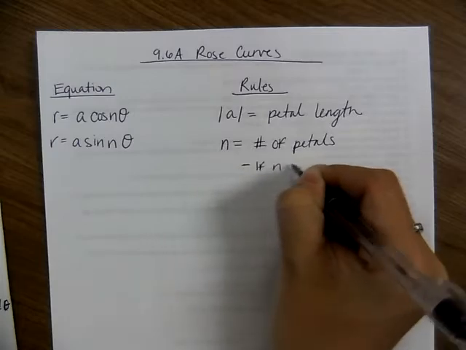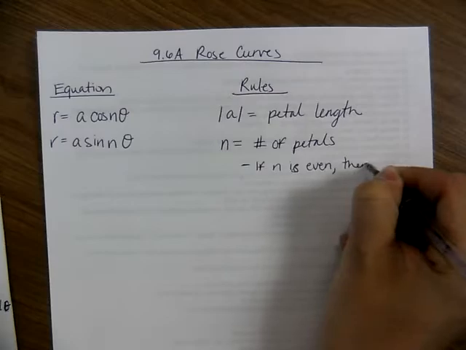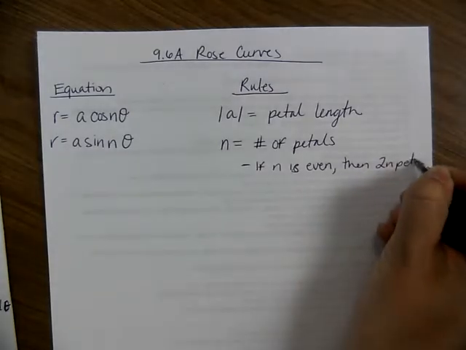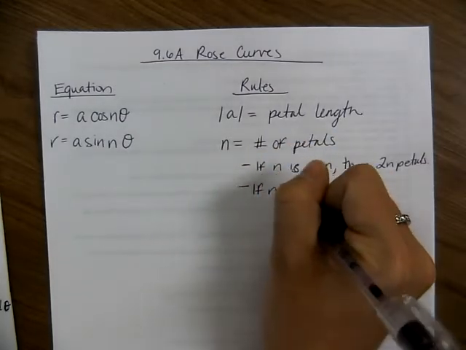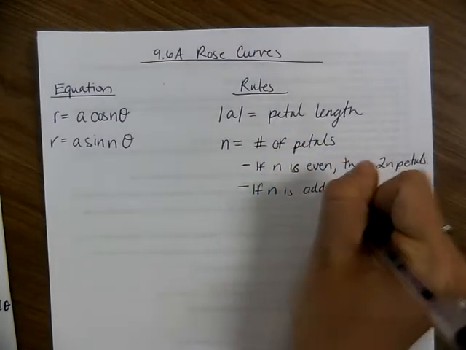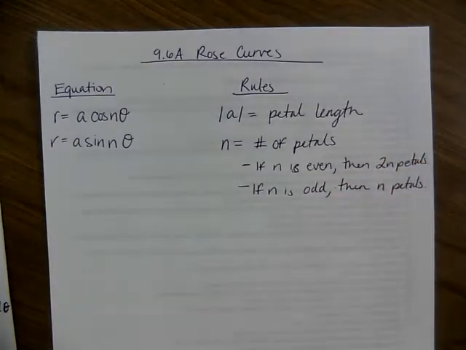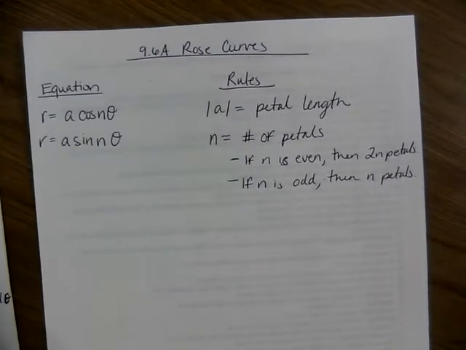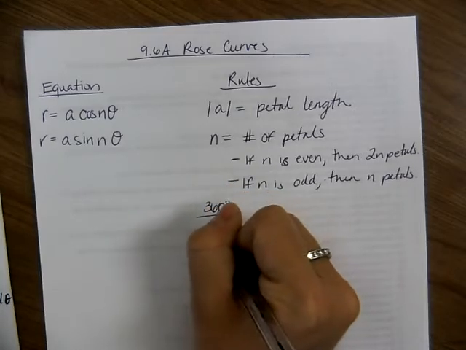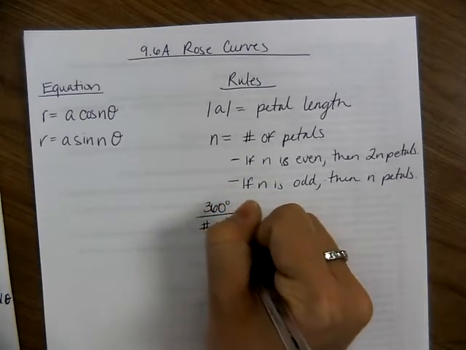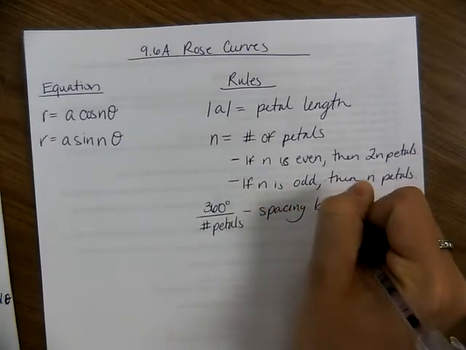If n is even, then there are 2n petals. And if n is odd, then there are n petals. To figure out the spacing in between them, you take 360 degrees and divide it by the number of petals. And this tells you the spacing between each petal.